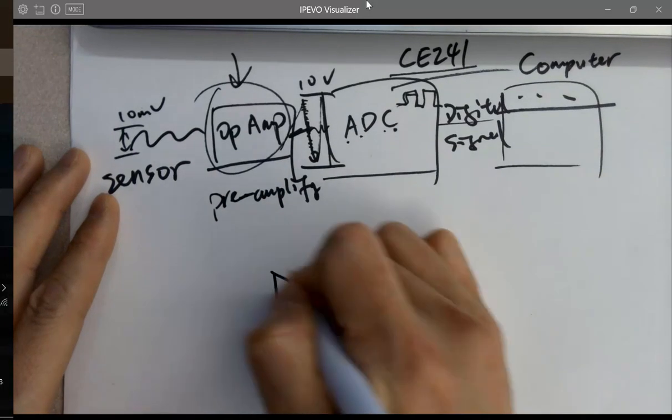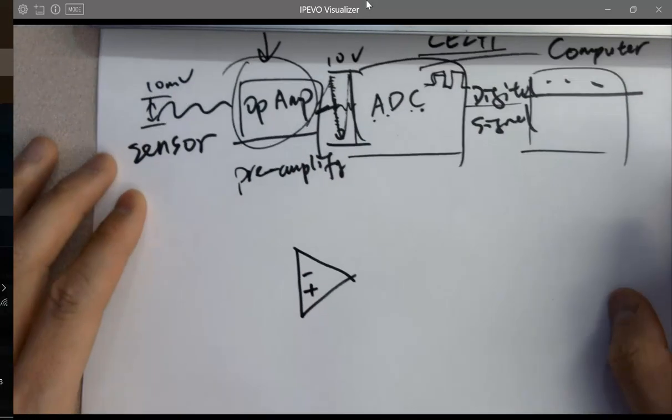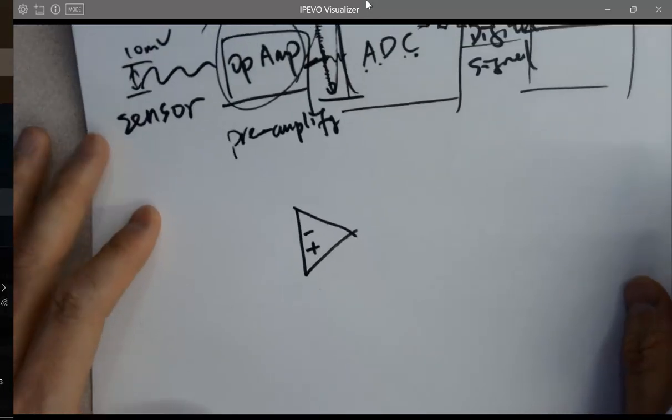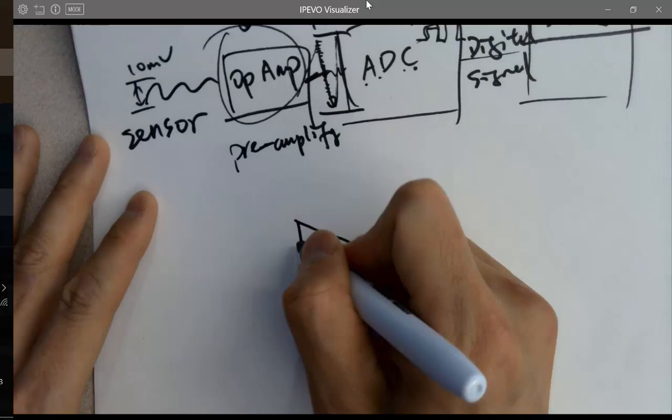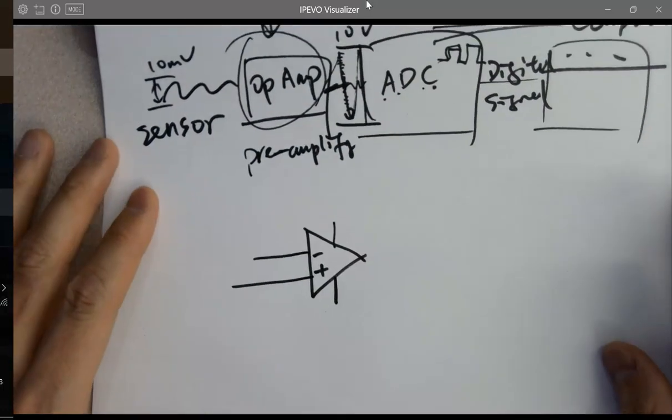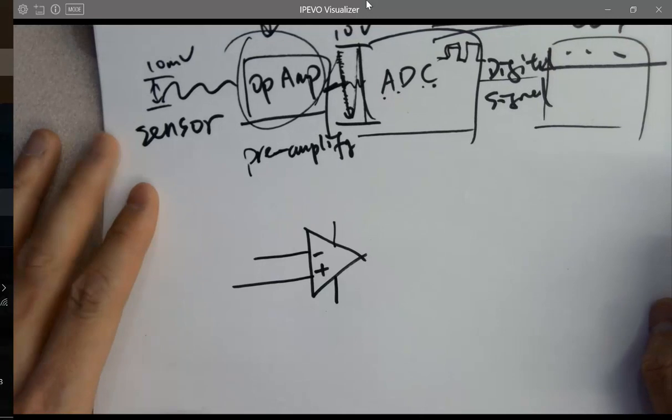And this is the annoying shape of the op amp. Confuses generations by generations. All right. Surprise.